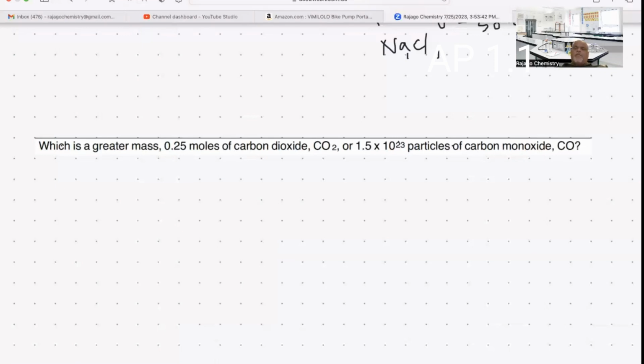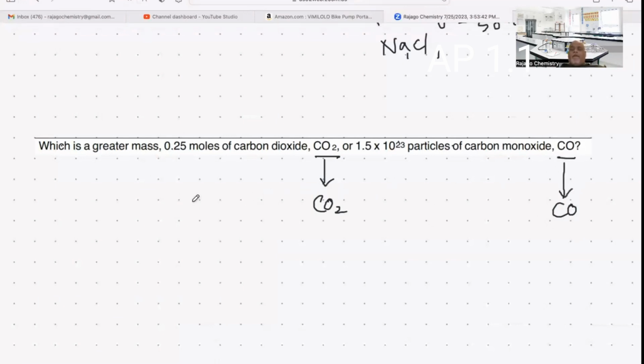I hope you should have done it at this point. This 90-second wait is a very important thing for learning. First thing is you should have identified that this one is carbon dioxide, and this one is carbon monoxide. Those are two different compounds. The first one is asking you to find grams from moles. So first is 0.25 moles.